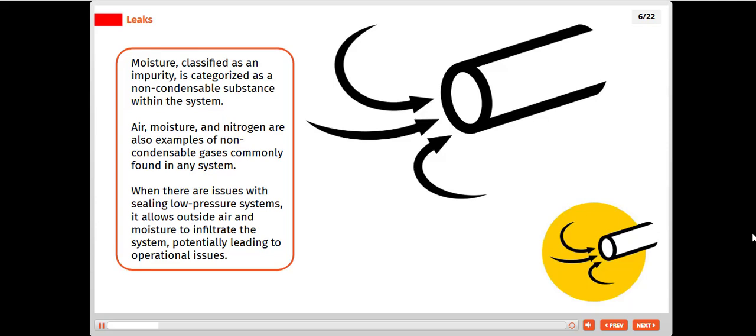Moisture, classified as an impurity, is categorized as a non-condensable substance within the system. Air, moisture, and nitrogen are also examples of non-condensable gases commonly found in any system. When there are issues with sealing low-pressure systems, it allows outside air and moisture to infiltrate the system, potentially leading to operational issues.